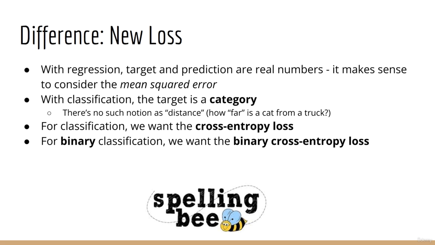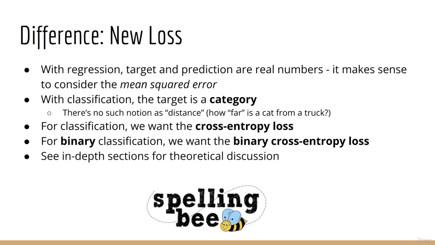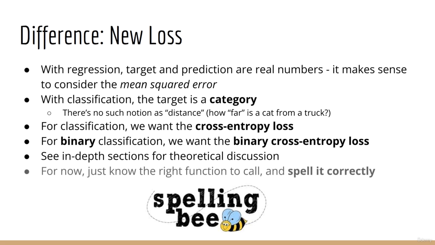The reasoning behind the cross-entropy loss is quite a bit more complicated than the mean squared error, so we won't discuss that theory in this lecture. If you want to learn more, then you should check out the in-depth sections of this course. For now, all you really need to know is the PyTorch API, since as you recall, this course is not about mathematical theory, but rather how we do things in PyTorch. Therefore, your job really is knowing the right function to call and spelling it correctly. Indeed, in this computer science course, what matters isn't your math skill, but your spelling ability.